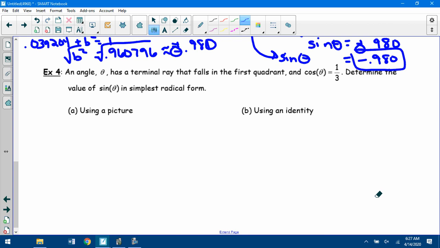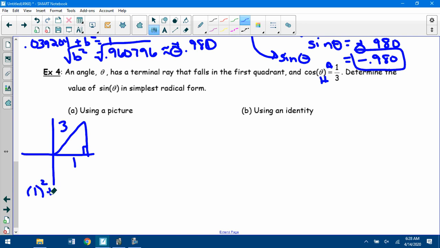Okay, here's another one. An angle theta has a terminal ray that falls in the first quadrant. Cosine of theta is 1/3. Determine sine in simplest radical form using a picture. This is like yesterday. What am I going to draw? Well, it told us quadrant 1. And it told us that adjacent is 1 and hypotenuse is 3. So 1/3. Next step, Pythag.